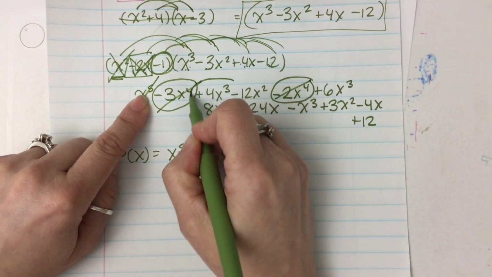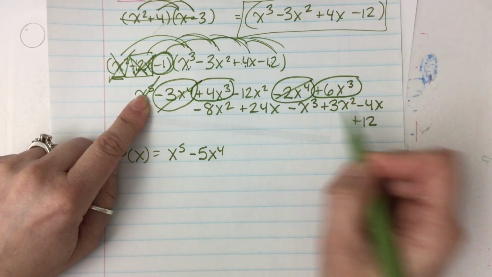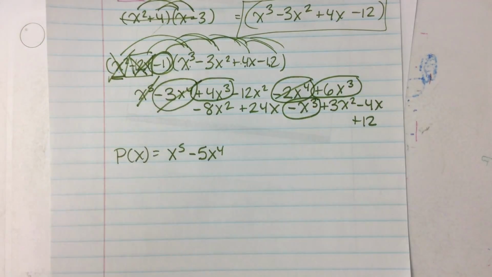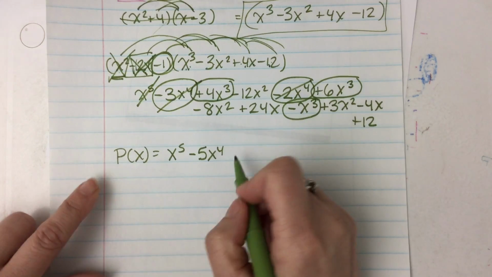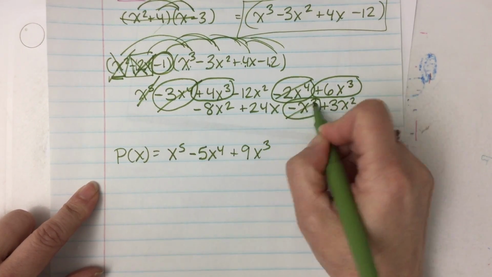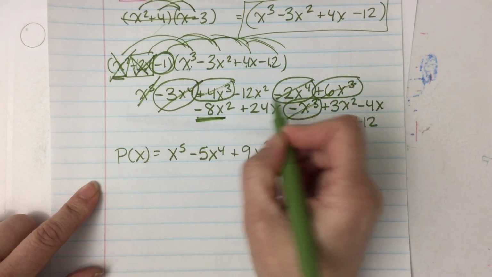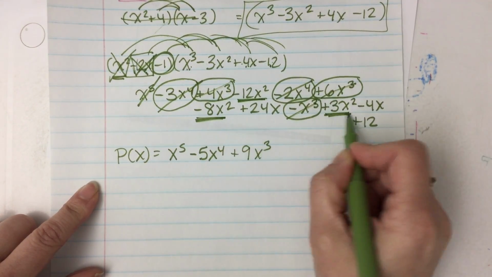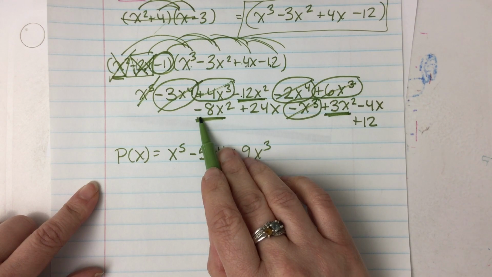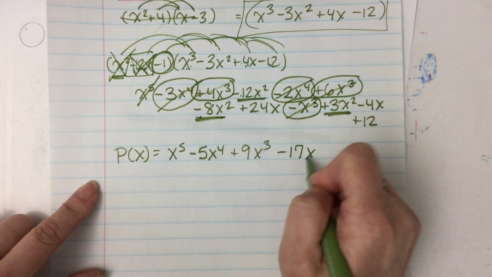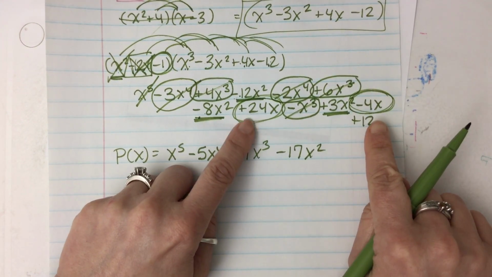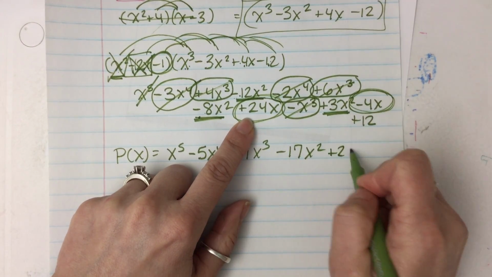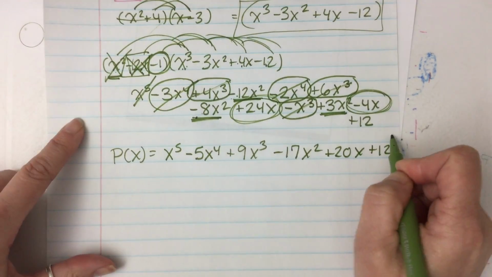Done with those. This term has a power of 3. This term has a power of 3. So does this term. So we add the numbers in the front. 4 plus 6 is 10. 10 plus a negative 1 is 9x cubed. X squared. This has 2 x's. This has 2 x's. So does this. Negative 12 plus a negative 8, that makes negative 20. Negative 20 plus 3 is a negative 17 x squareds. This has an x, this has an x. Positive 24 and a negative 4, that's positive 20x plus 12.